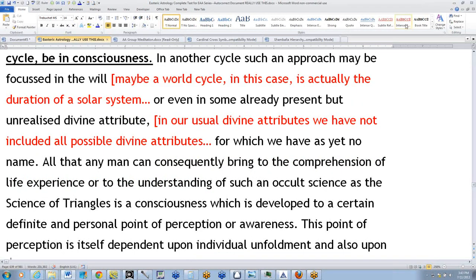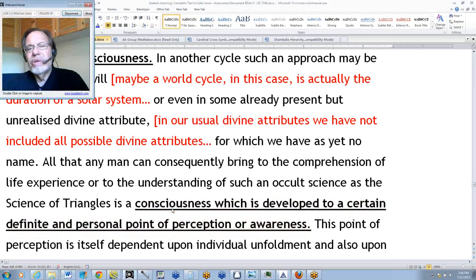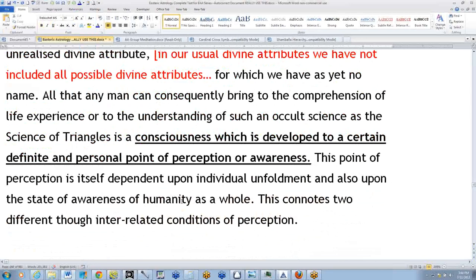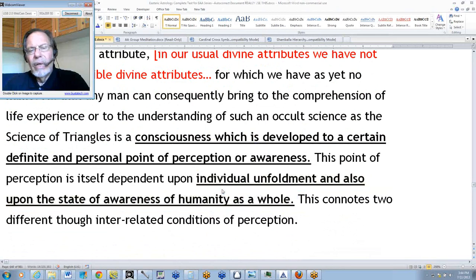Well, if we are to contemplate, we must be fairly advanced in meditation, because contemplation involves the merging of subject and object, or so getting into your object that it is no longer an object but is perceived as a subject as well, and so contemplation is pretty well part of the third degree program. "This point of perception, to be brought to the study of the science of triangles, is itself dependent upon individual unfoldment and also upon the state of awareness of humanity as a whole." I suppose the individual unfoldment is somewhat supported if humanity has a greater awareness.